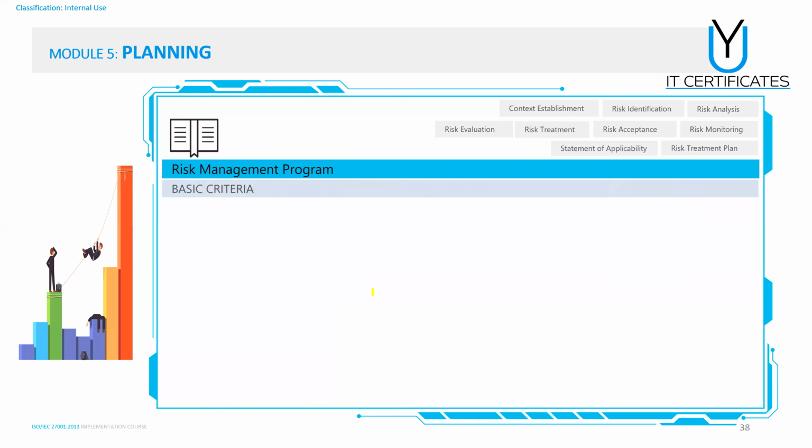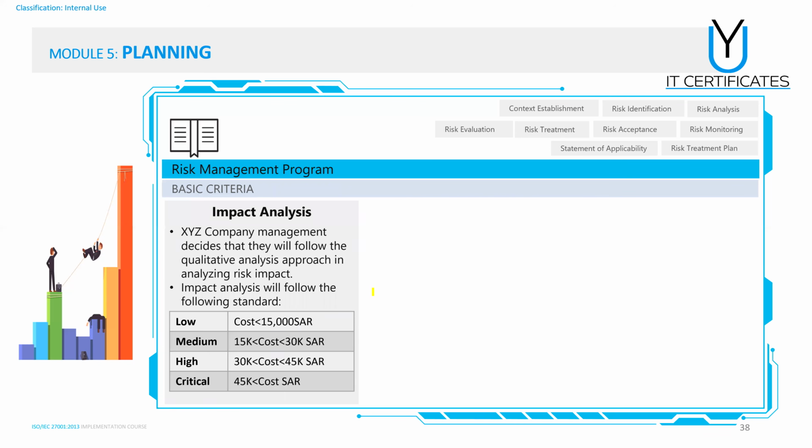Okay, basic criteria. We mentioned that you have to define the basic criteria to evaluate the impact analysis. It's very simple. We have 4 levels: low, medium, high, critical. Any impact or cost less than 15K will be low. Between 15 and 30 will be medium. Between 30 and 45 will be high. More than 45 will be critical. Okay? This is very simple. We have to make this fixed.